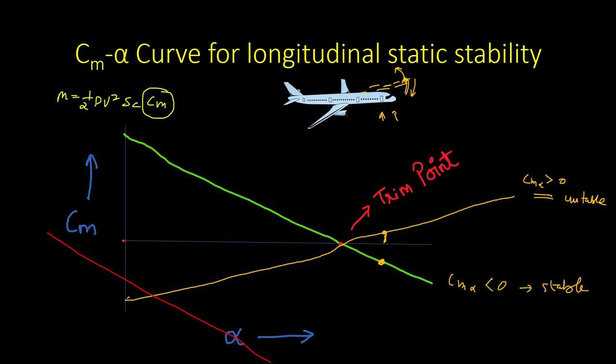Now what is the problem with this condition? The problem with this condition is that its trim point is somewhere here. So what this condition says is that aircraft is trimming at negative angle of attack. Now what this actually means is that at equilibrium the aircraft will have to cruise at negative angle of attack. So the airfoil should be made in a manner that aircraft produces positive lift at negative angle of attack, which is generally not the case.